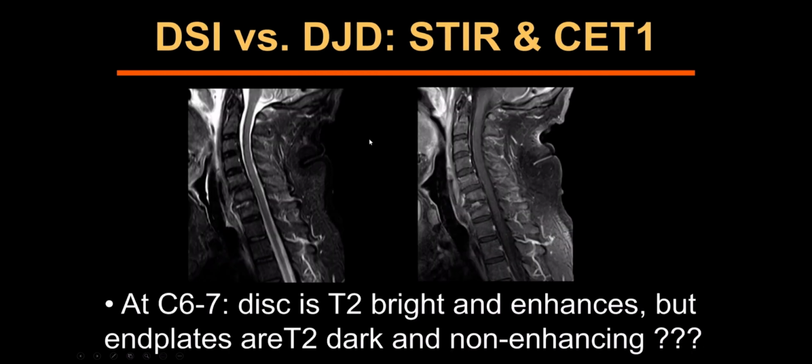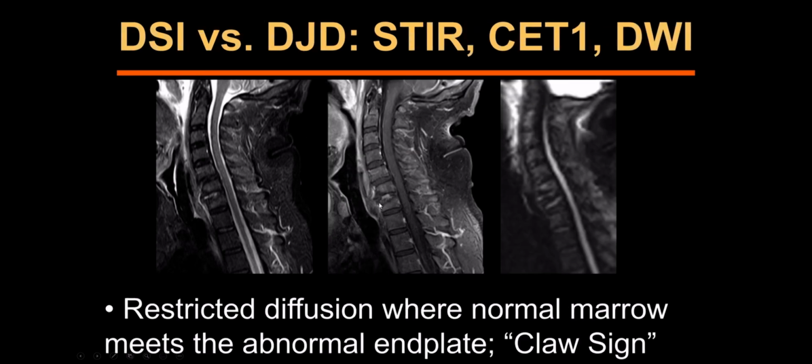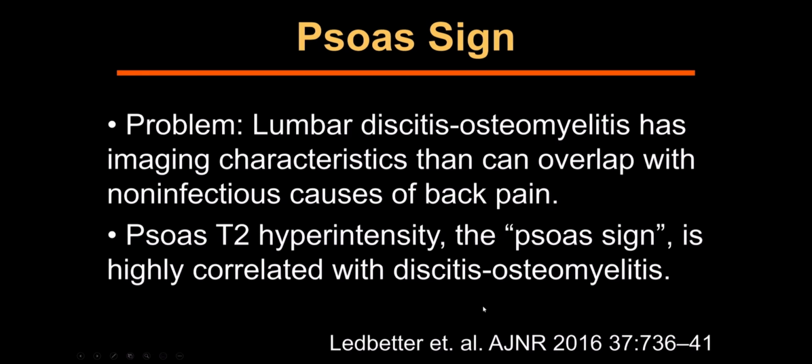Okay, here is a bit of a problem case. Have a look at the C6-7 level. The disc is T2 bright, it enhances, but the end plates are dark and not enhancing. What are we going to do? Well, of course, we are going to try to do diffusion. This is one of my cases of a claw sign. We were able to avoid biopsy in this case. This is degenerative disease. Another sign that might help you out is the psoas sign.